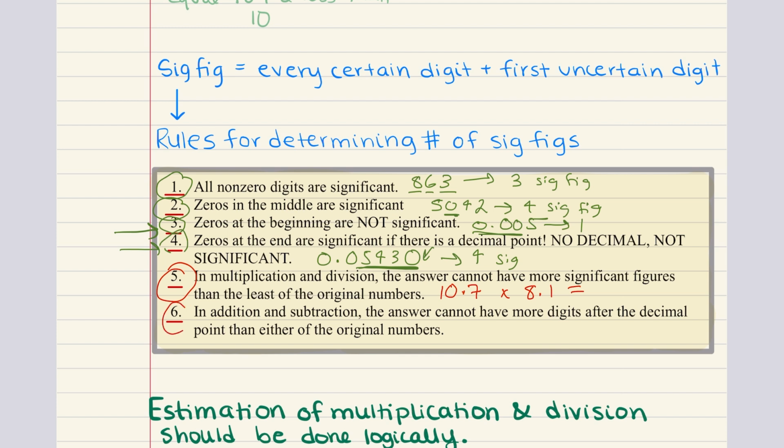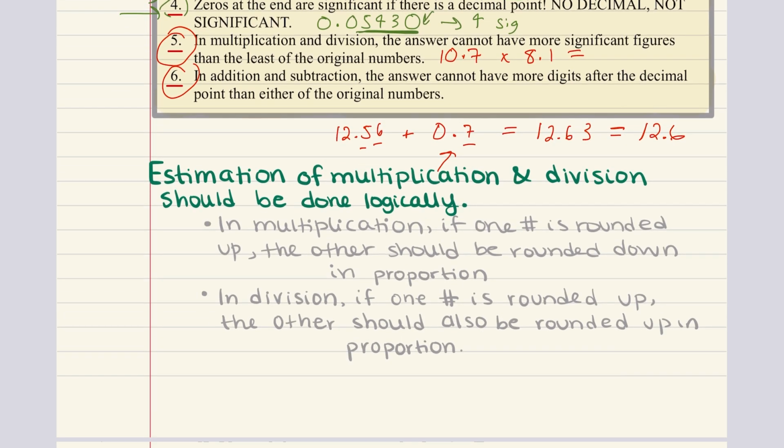In addition and subtraction, the rule changes slightly. So here the result is rounded to match the least number of decimal places in the measurement. So for example, when we're adding 12.56, which has 2 decimal places, to 0.7, which has 1, our final answer has to be rounded to 1 decimal place to match the precision of 0.7. So that means the sum, 12.63, needs to be expressed as 12.6. With that, we can move into our last topic in Objective 1, and that topic is estimation.